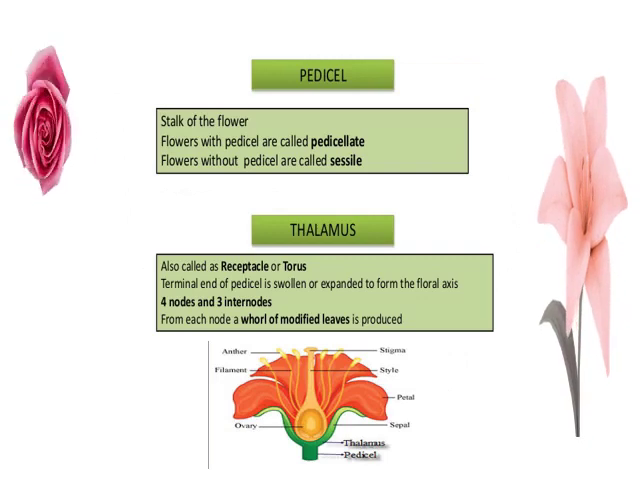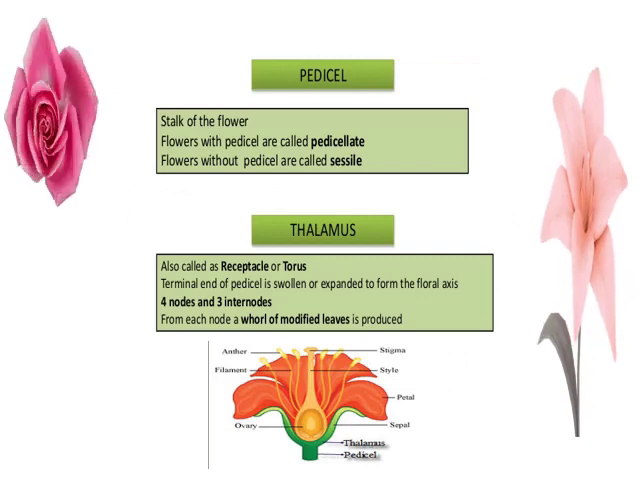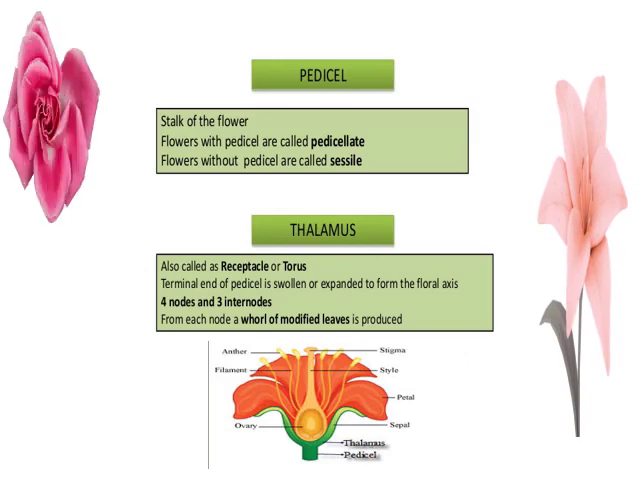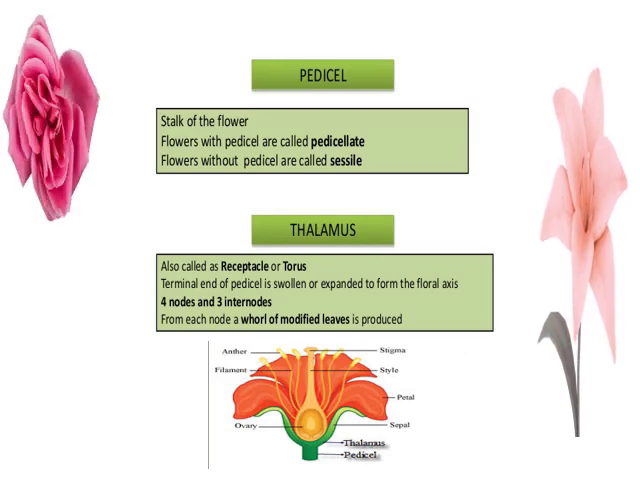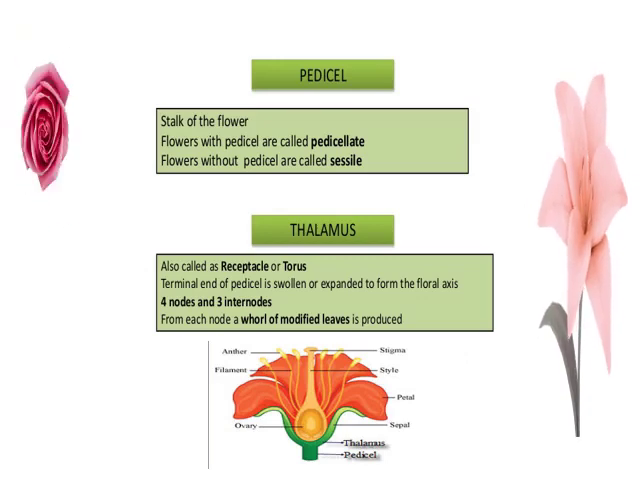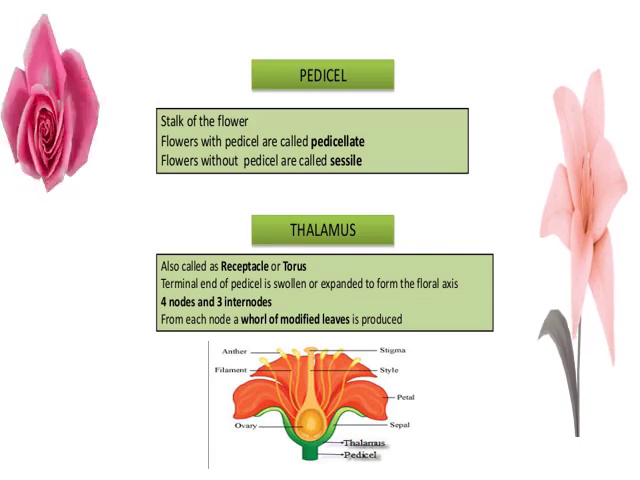So first of all, what is pedicel? It is the stalk of the flower. Simply, I indicated you in the last slide. Flowers with a pedicel are called pedicellate, and flowers without a pedicel are called sessile.